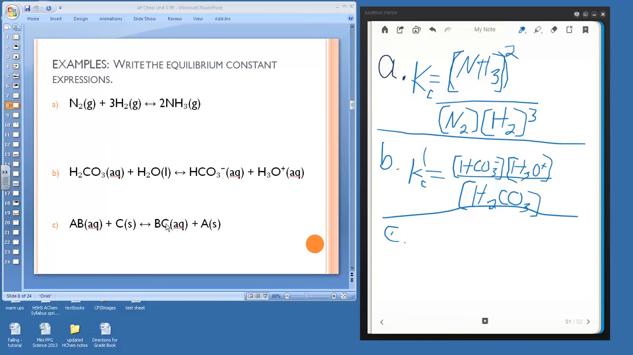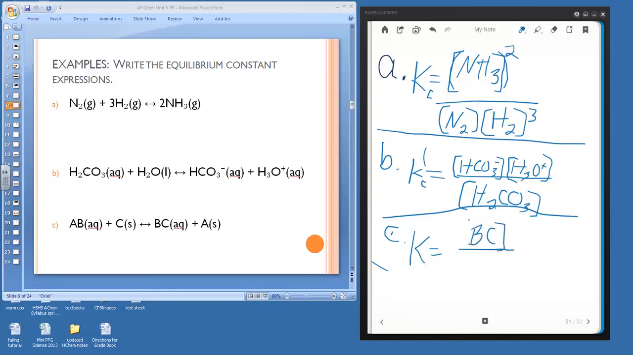Okay, for C, it gets even a little trickier because I've got a solid on both sides. This is a single replacement reaction. Hopefully you can see solid C is replacing A, and then you're ending with BC. So K is going to equal, again, I'm only going to include aqueous solutions, products over reactants. The only product involved is BC.